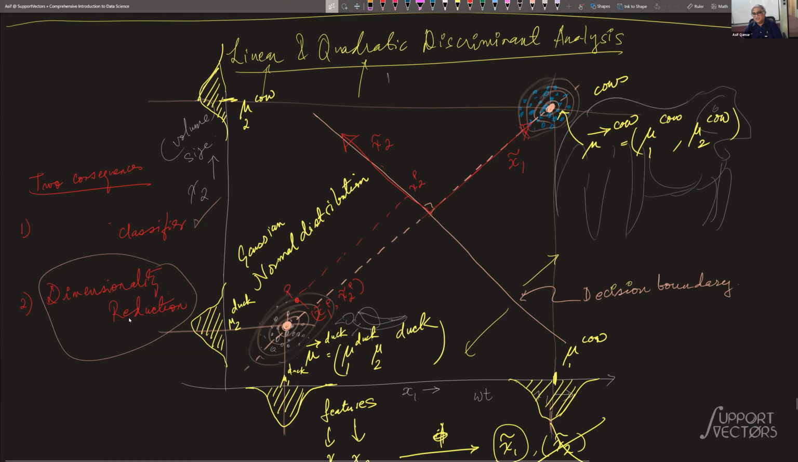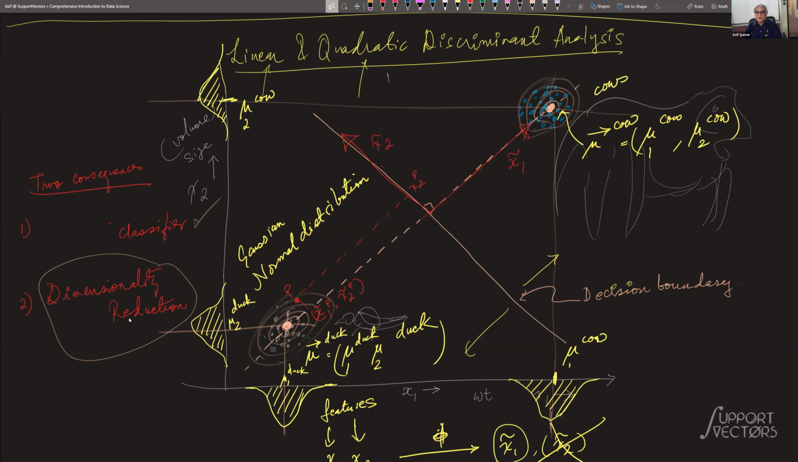We can say, hey, you know what? In the new coordinate system, let's forget about x2. We can write a classifier in only one dimension, just x1 tilde. Right? So for example, here it would be whether x1 tilde is negative or positive. If it is positive, it's a cow. If it is negative, it's a duck. Does that make sense?